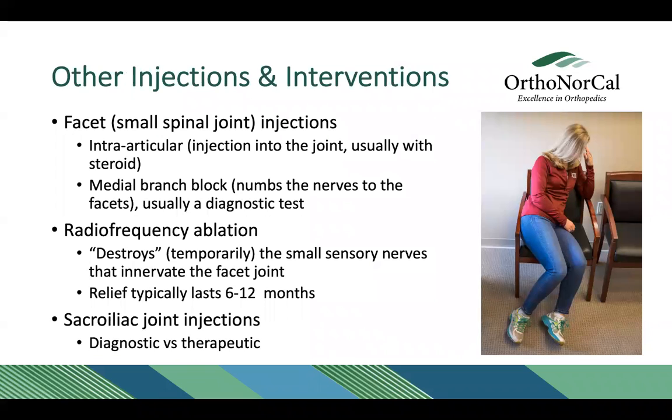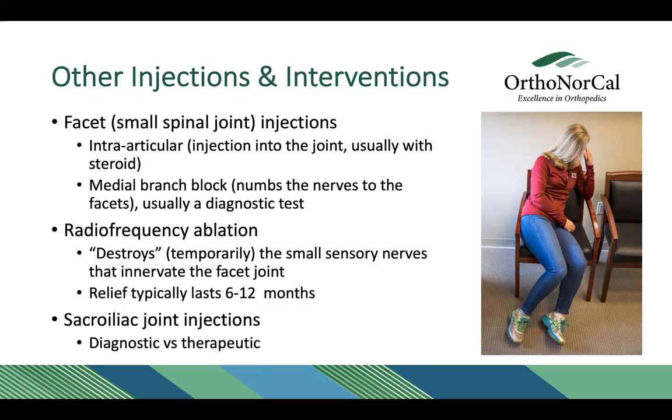So other types of injections include injections of the facet, the small spinal joints, that can be intra-articular into the joint, usually with a steroid, sort of like how you would do for a knee or a hip. That's not typically done that much, but it can be. I'll sometimes do that in the upper cervical spine because there's a certain type of arthritis that if you can block that, and you'll sometimes use a local anesthetic just to make sure that you're in the right spot, that can be treated with a particular type of targeted surgery for that.